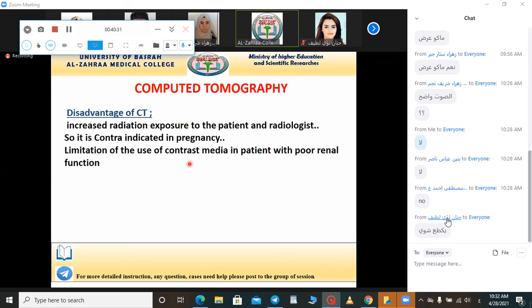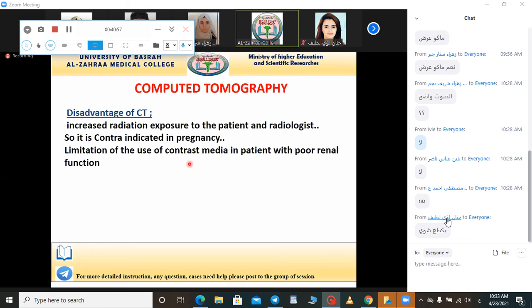For every imaging study, there is a limitation and a disadvantage. In the CT, the most important disadvantage is the radiation exposure, high radiation, more than any other study, to the patient and even to the urologist or radiologist. So because of this high radiation, in general, CT is contraindicated in pregnancy.